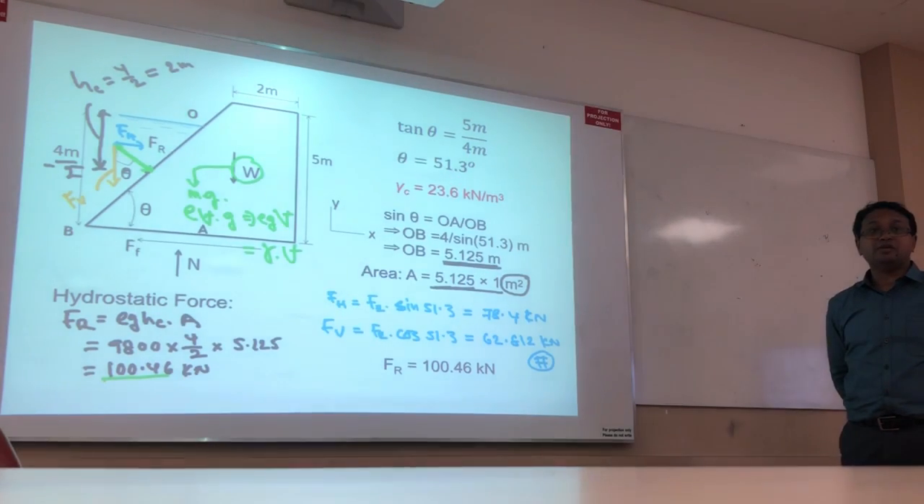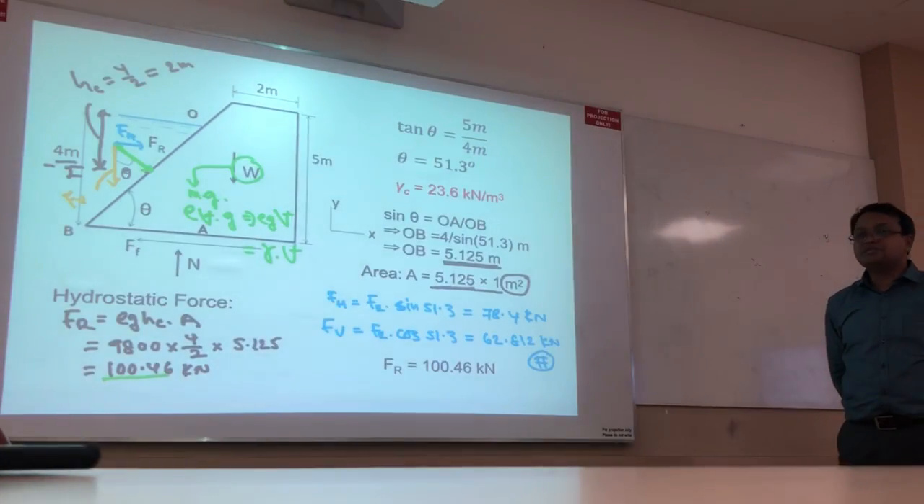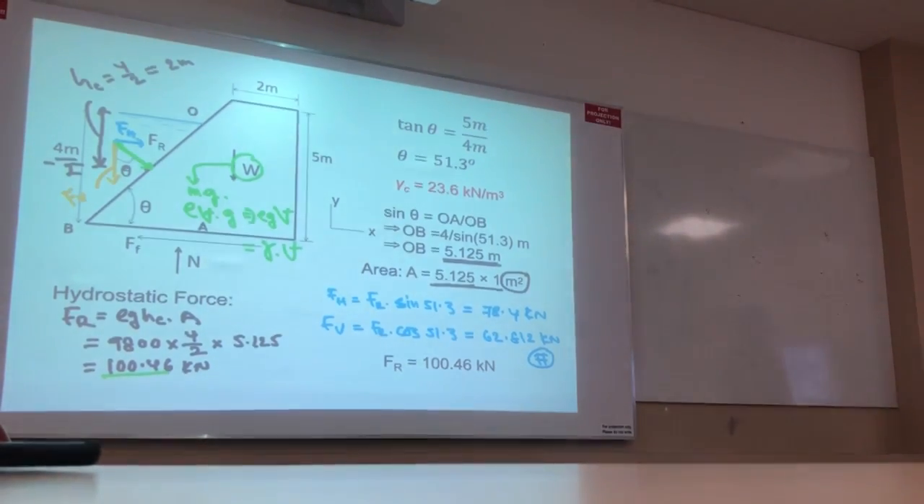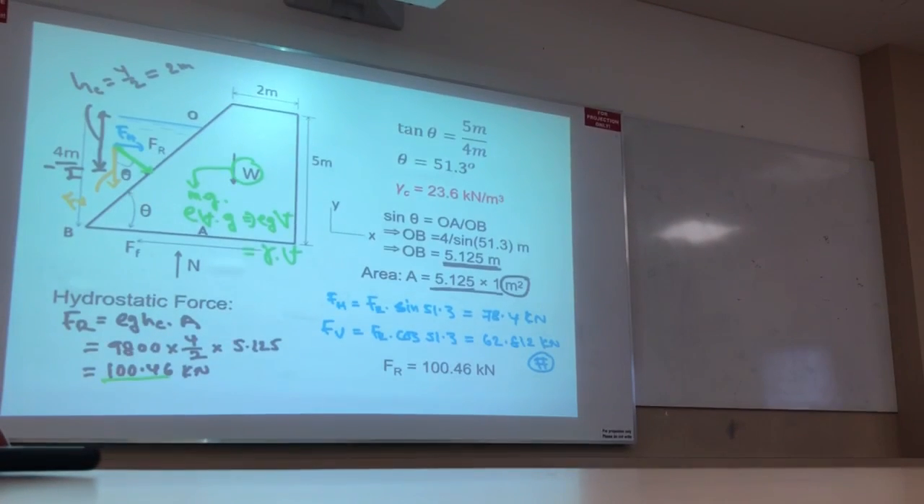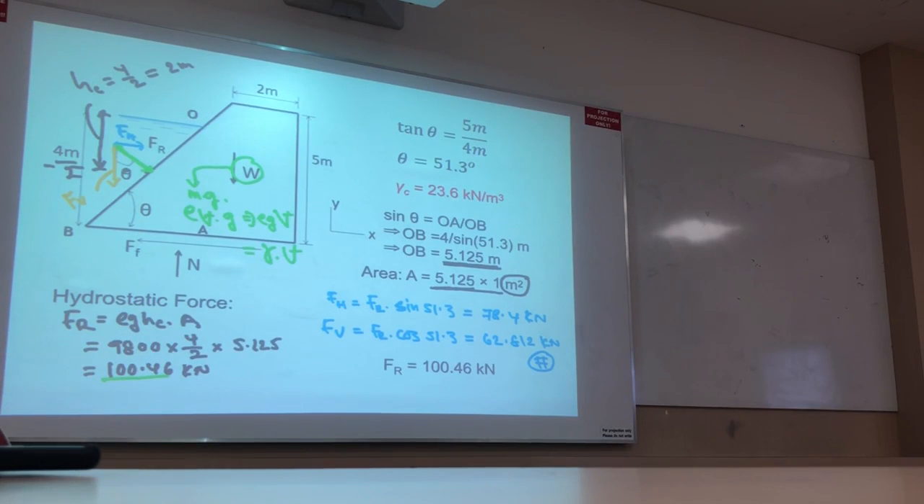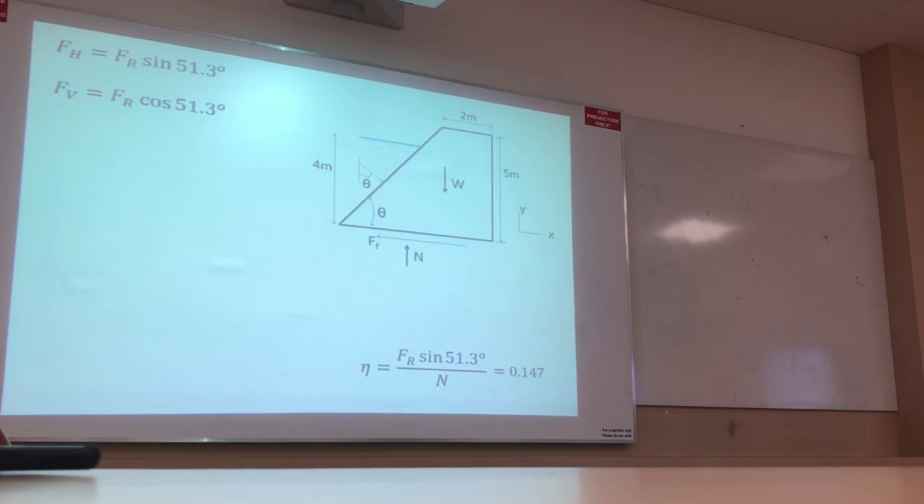What is the volume? Tell me. Area of the trapezium times the distance from the Z. Correct? Then V is easy for me now. Alright? So can I go to the next slide? Yes, you can. Okay, so FH I know.